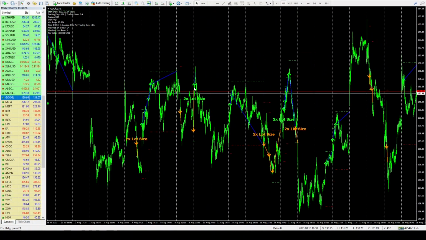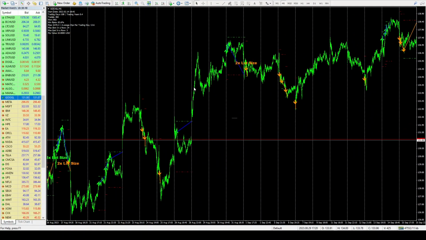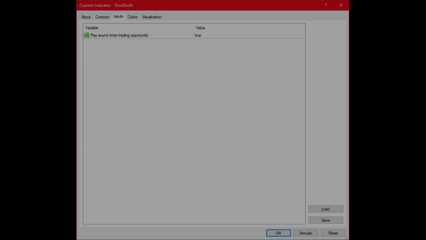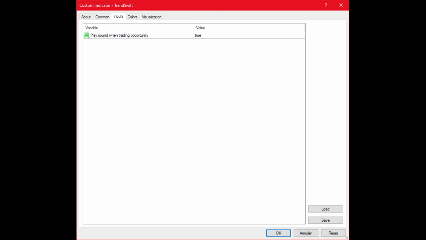Now we can have a look at TrendSwift inputs and configuration. Be prepared as it's very technical. Well, it was a joke.